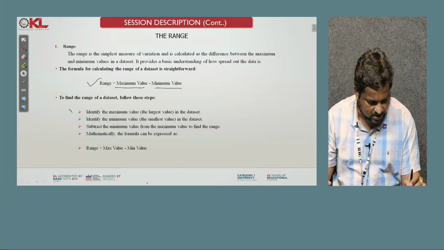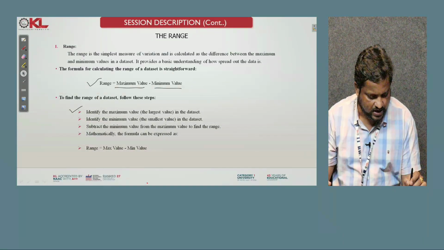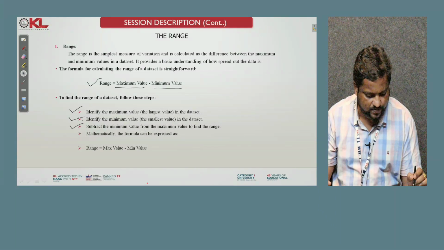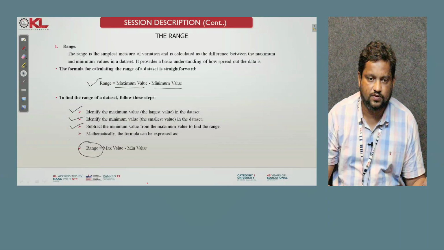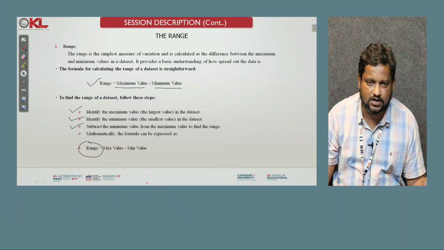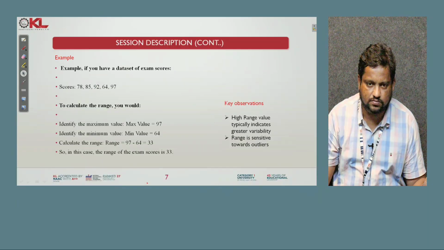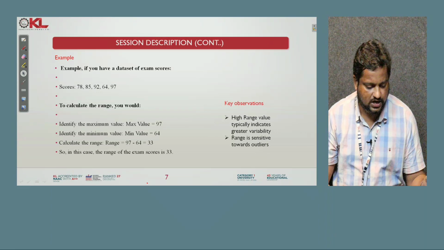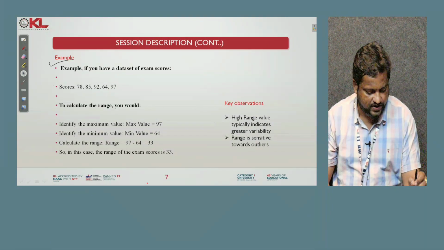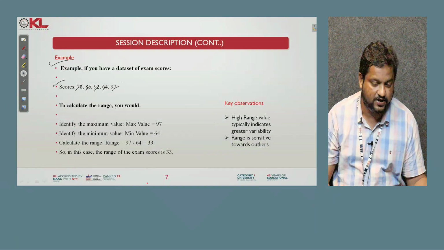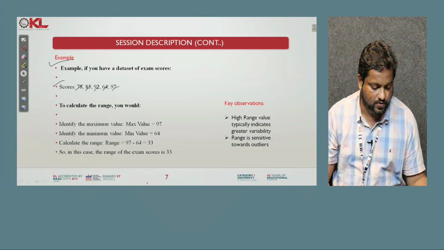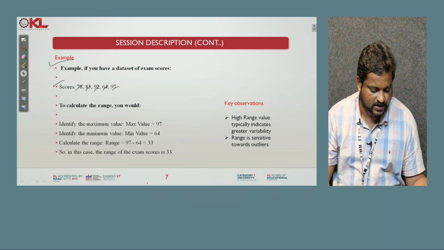The procedure is simple. First identify the maximum value in our data set, then identify the minimum value in the data set, then subtract the minimum value from the maximum value, and we get the range. We will see this tool with a simple example. Here I have taken an example, different scores are given: 78, 85, 92, 64, 97. Now I am going to calculate the range of this data set.